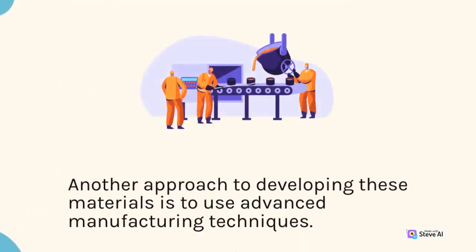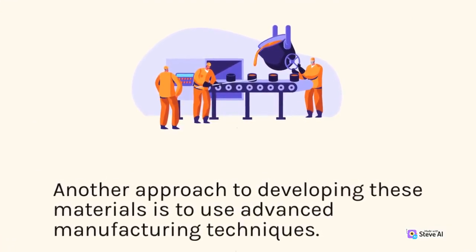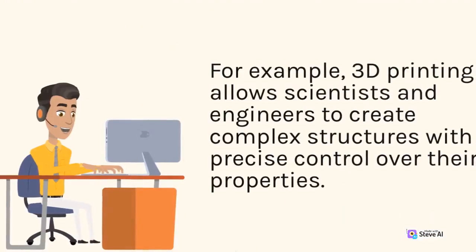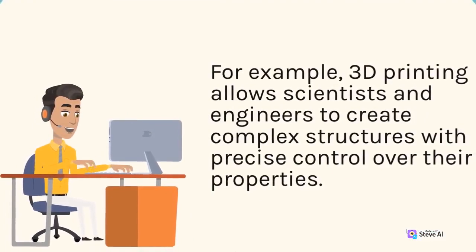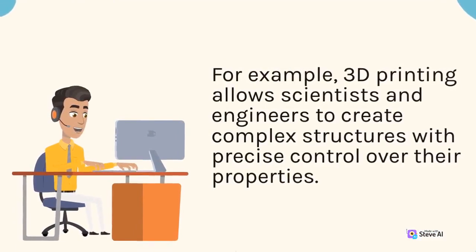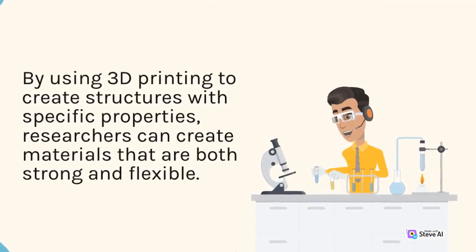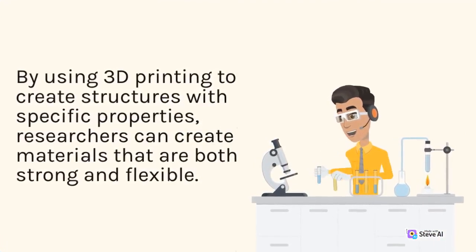Another approach to developing these materials is to use advanced manufacturing techniques. For example, 3D printing allows scientists and engineers to create complex structures with precise control over their properties. By using 3D printing to create structures with specific properties, researchers can create materials that are both strong and flexible.